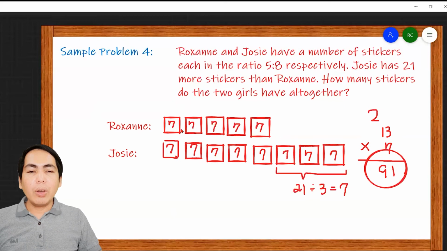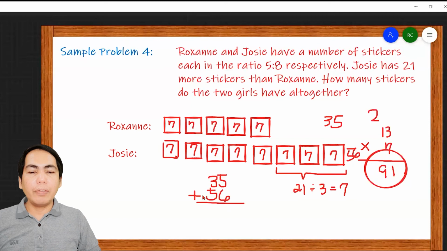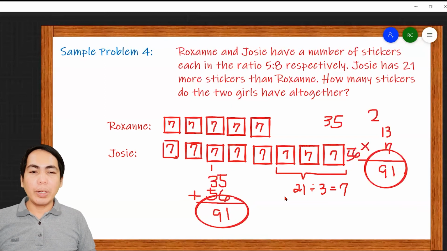So let us check. Roxanne has 5 blocks and each block represents 7. So 5 times 7 will give us 35 stickers. Josie has 8 blocks and each block is equivalent to 7 stickers. 8 times 7 is 56. So 35 plus 56. 5 plus 6 is 11. 1, regroup 1. 3 plus 1 is 4, plus 5 is 9, for a total of 91 stickers. Check. So, in other words, our answer is correct, that Roxanne and Josie have a total of 91 stickers all in all. So, there you have it, how to solve word problems involving partitive proportion.